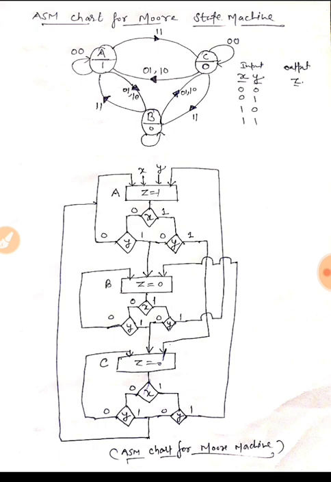So this is it for the lecture. In this lecture we have learnt about the ASM chart and the binary adder using FSM.